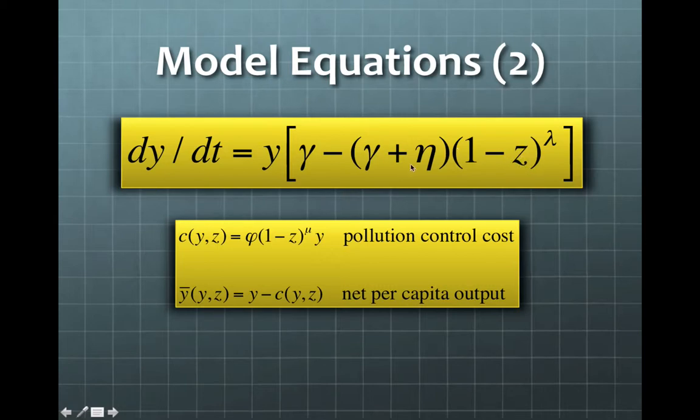Okay, and you can see here, and we'll talk about it in a second, that these exponents are positive, so essentially if the natural capital goes up, then the production goes down, and vice versa. If the natural capital decreases, the rate of production increases. And the functions here are given. There's a pollution control cost that appears, and it actually appears to define this variable Y bar, the net per capita output that appears in the previous equation.